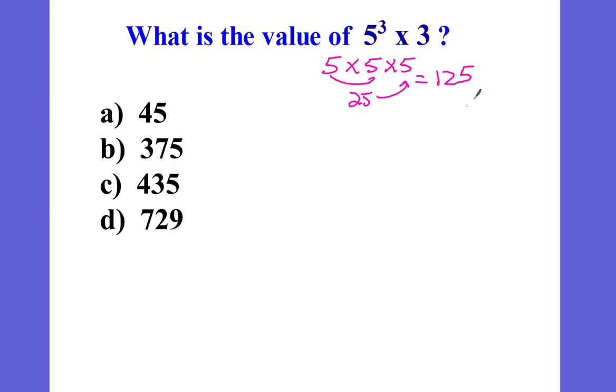Now that's not our answer because we still have this times 3. So we need to multiply the 125 times 3, and that's going to give you 375, which is answer choice B.